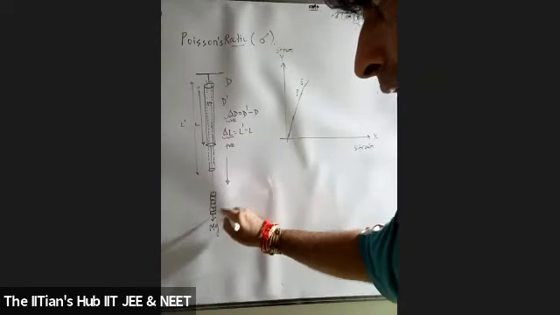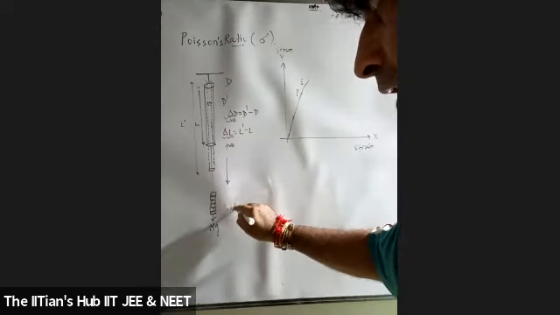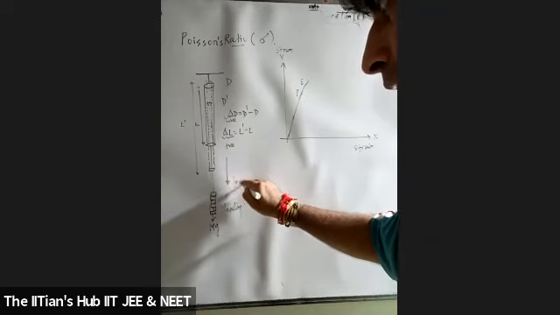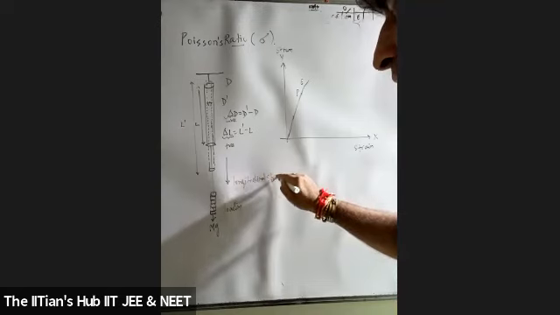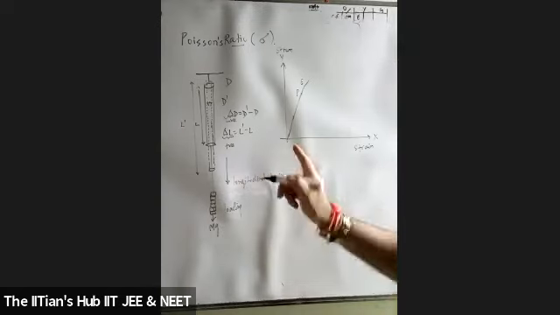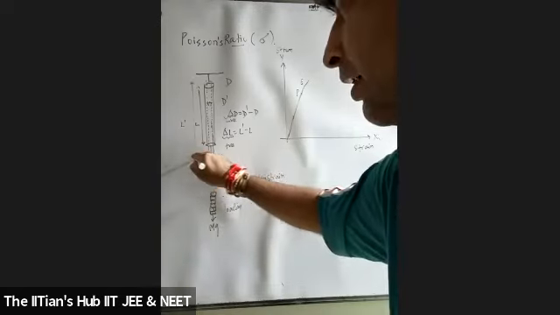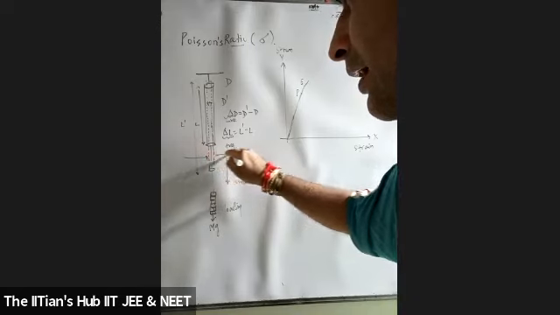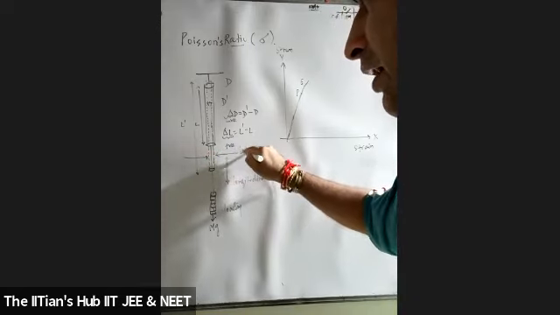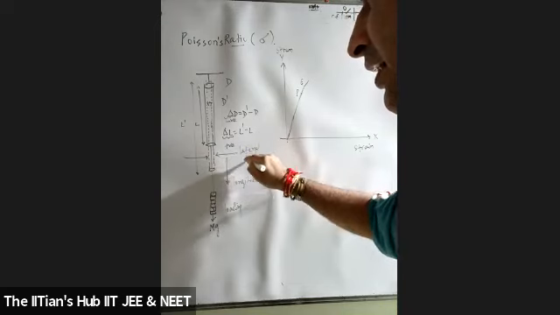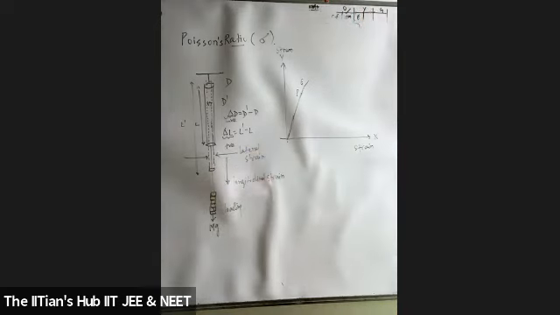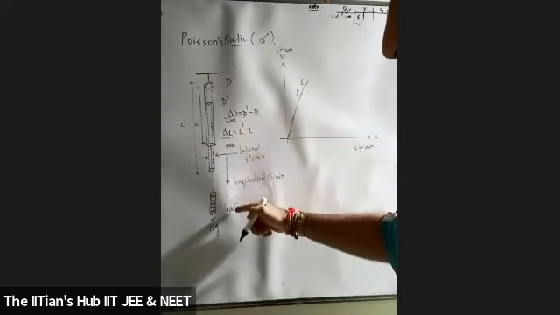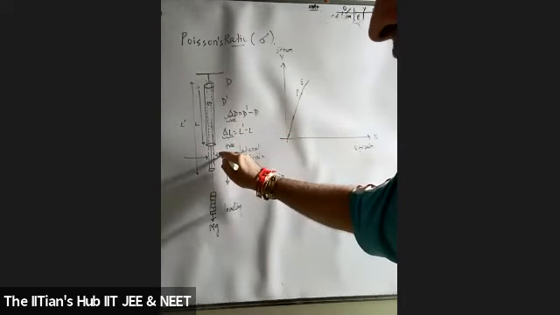Students, due to loading, the wire is undergoing longitudinal strain. But at the same time, does the wire have lateral strain taking place? Yes, sir. There is a decrease in diameter. Yani, your longitudinal strain and lateral strain are mutually perpendicular to each other.